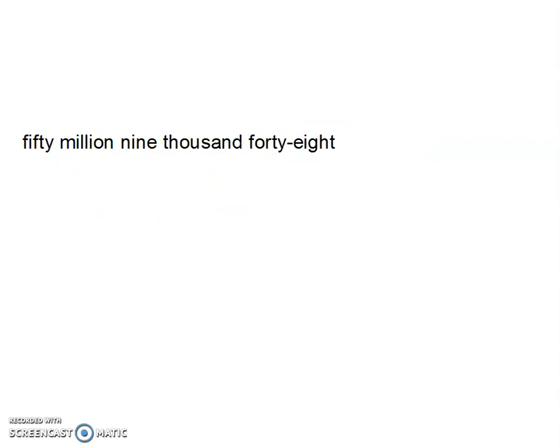Big bloody commas on 1,000 and million. Start with my chunks. I got 50 million. Then we got a 9, so it's going to be 009 because it's got to be a 3-digit chunk. Once you get a comma, 48 is a 3-digit chunk, would be 048. And then when you read it, 50 million 9,048.